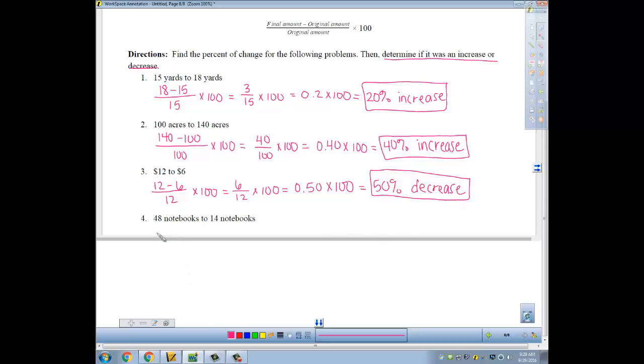Number 4, subtract your numbers on top to figure out how much did it change. Divide by the first number, then times 100. 48 minus 14 is 34. 34 divided by 48 is about 0.7083 repeating. Then when you multiply that by 100, you're going to get about 70.8%. So I'm just going to round it. And then it went from 48 to 14, so it went down, so that's a decrease.